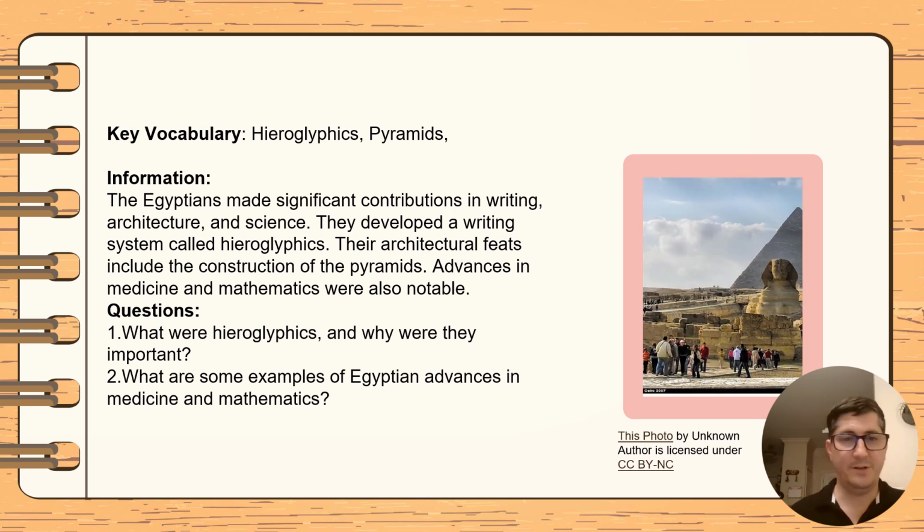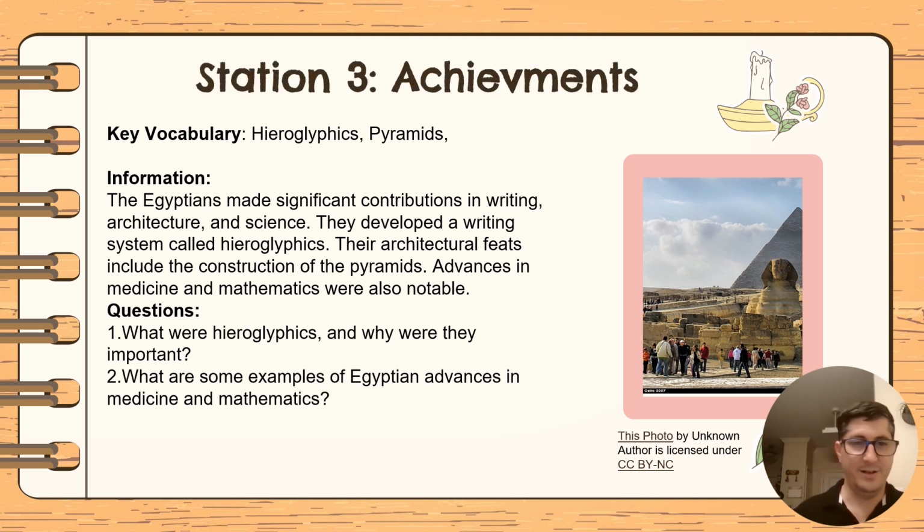The Egyptians made significant contributions to writing, architecture, and science, and they developed a writing system called hieroglyphics. Their architectural feats obviously included construction of the pyramids and advances in medicine and mathematics.